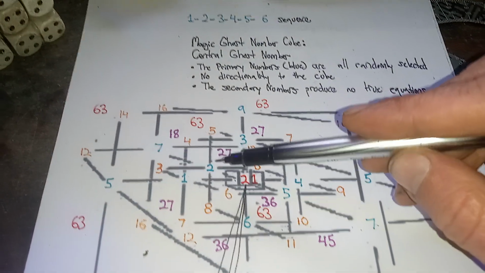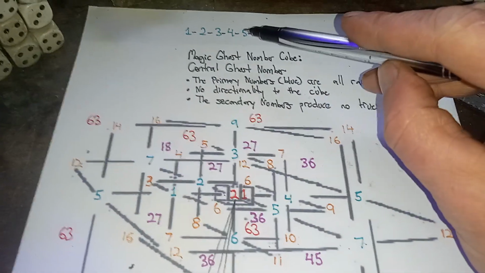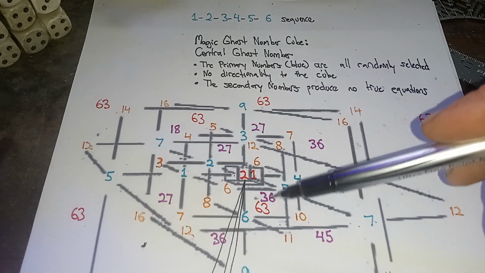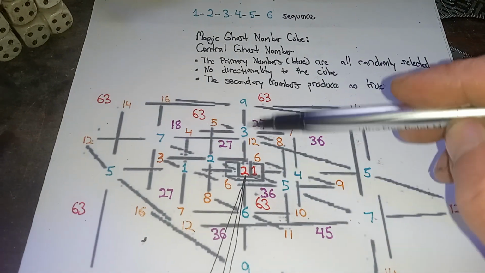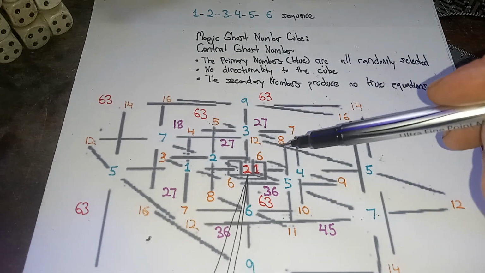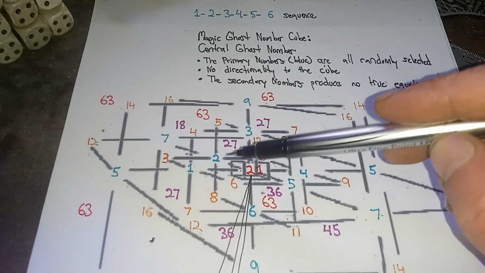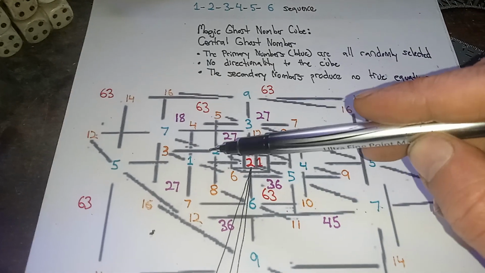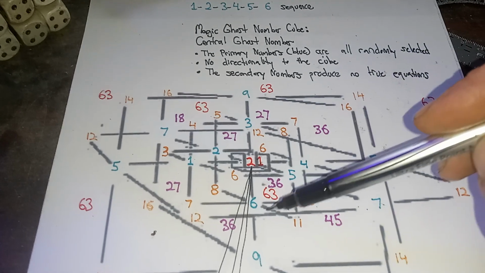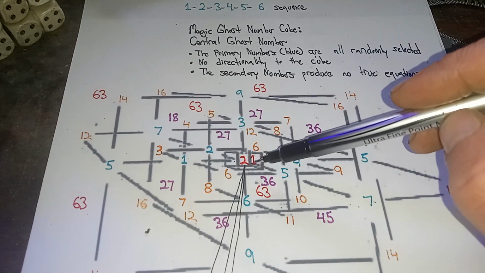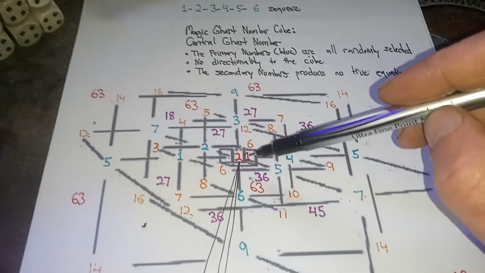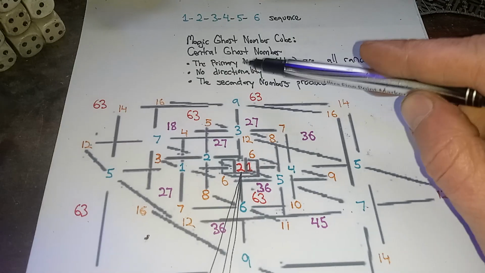These follow a sequence 1, 2, 3, 4, 5, 6. It's the best way I've understood to study these, to give them a sequence and see if there are any patterns, any deviations from what I've previously studied on them. So the primary numbers, always in blue, added together give 21. That's the magic ghost number, the central ghost number.